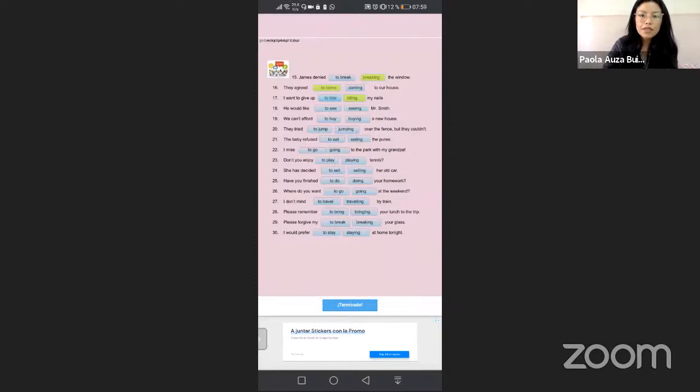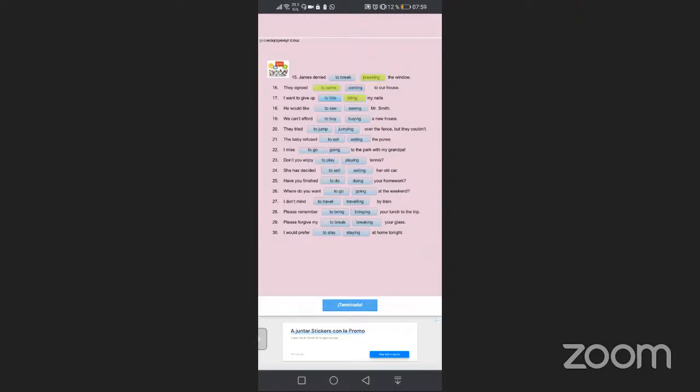In this case, if you pay attention, we have deny, we have agree, we have give up, and remember I told you there are some verbs that we used before. You don't have to remember them. Just practice a little bit. And at some point you will recognize them. Number 18, please.